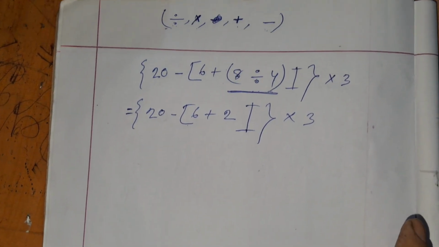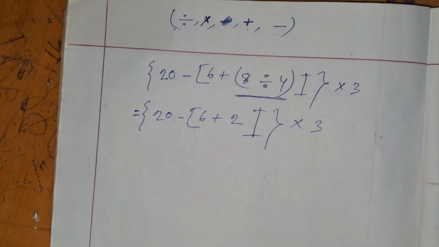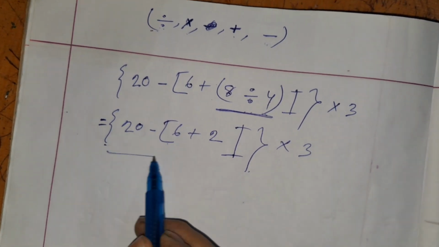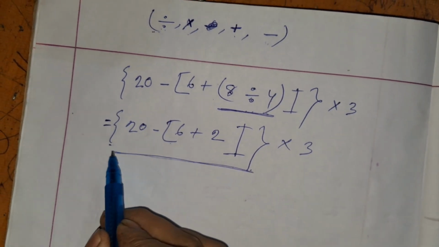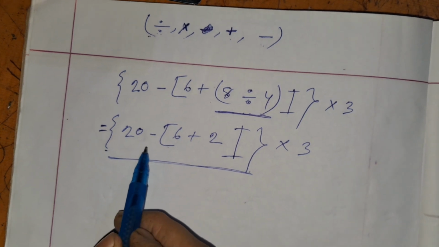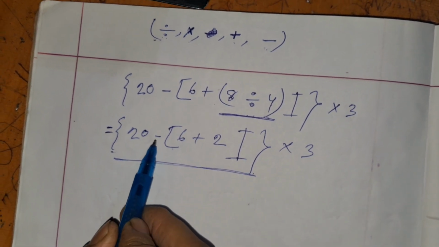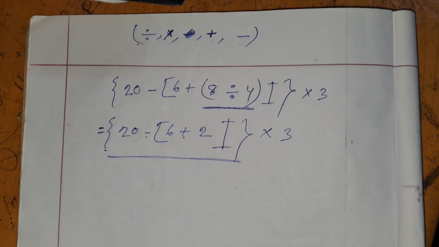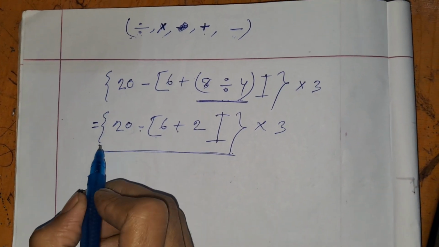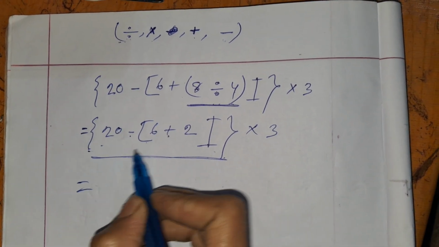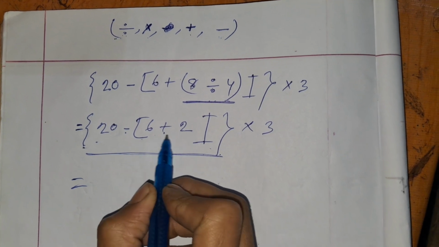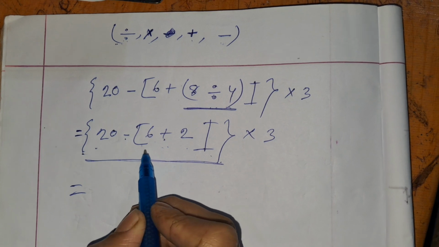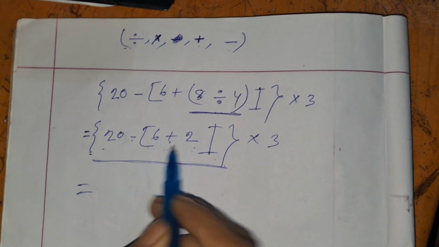Now we have to go to the second parenthesis. That means here is the second parenthesis. So here we can see one subtraction, one addition. Now here in the second parenthesis there is another third parenthesis. So we have to solve this first.